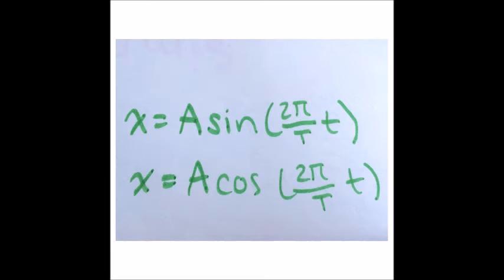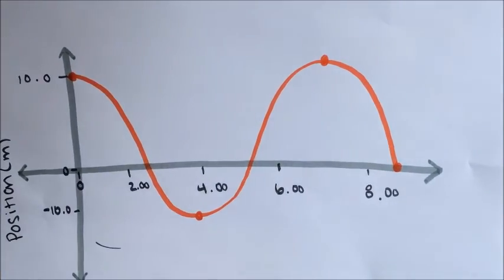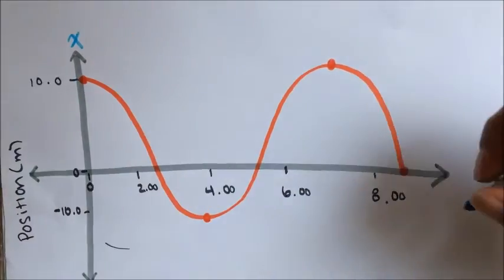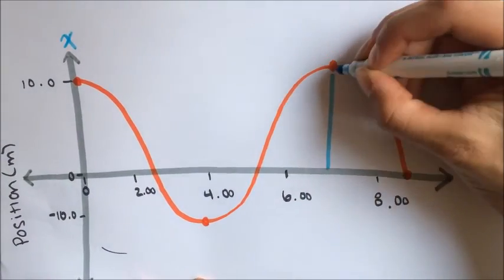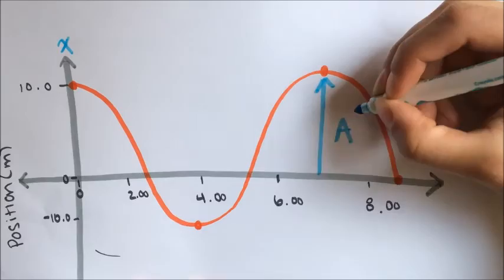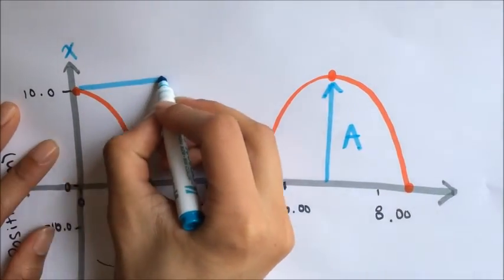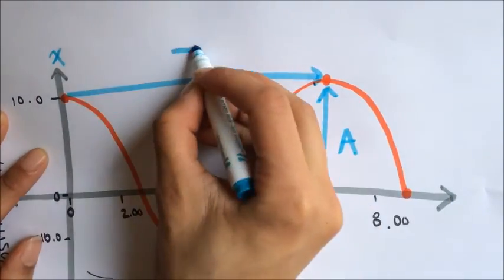Because the motion of a simple harmonic oscillator is cyclical or repeating, it can be represented as a wave on a position-time graph, given by the function x equals A sin(2π/T · t), or x equals A cos(2π/T · t), where x is the position, A is the amplitude of the graph, or the magnitude of maximum displacement, T is the period, or the amount of time it takes the mass to complete one cycle, and t is time.